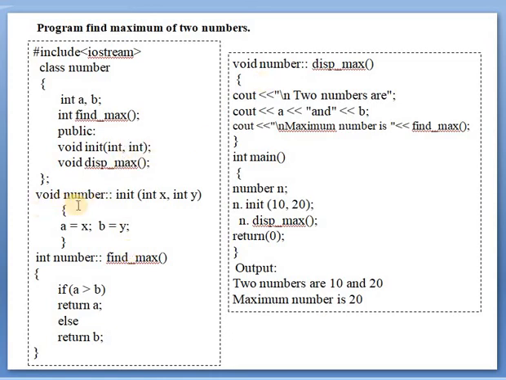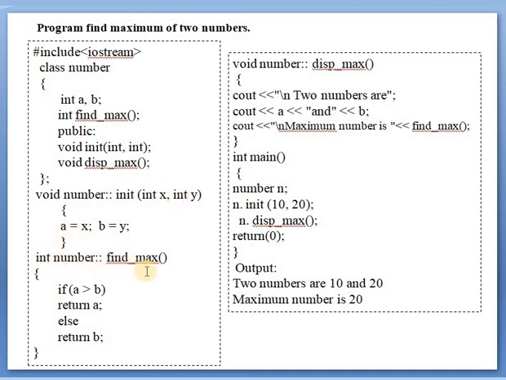So first, void Number, scope resolution operator, init with integer x and integer y. Now the value of x is assigned to the integer a and the value of y is assigned to b, because we are passing numbers from here. This is the argument passing.